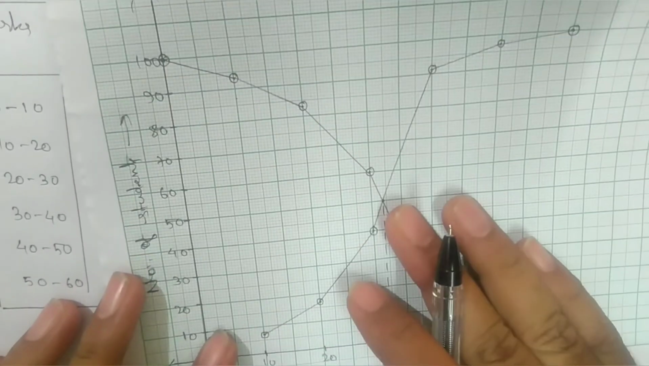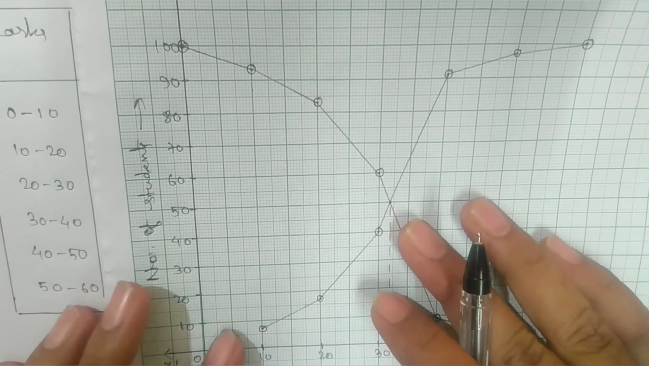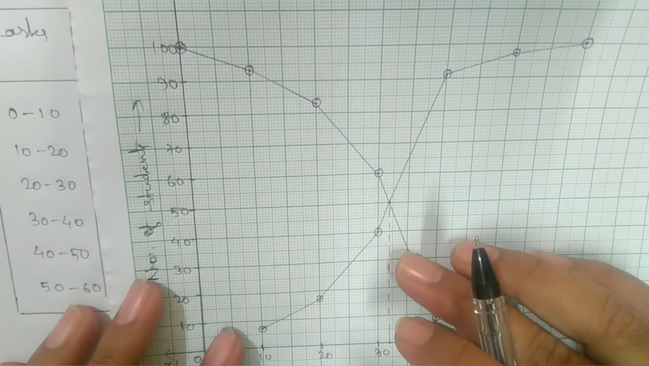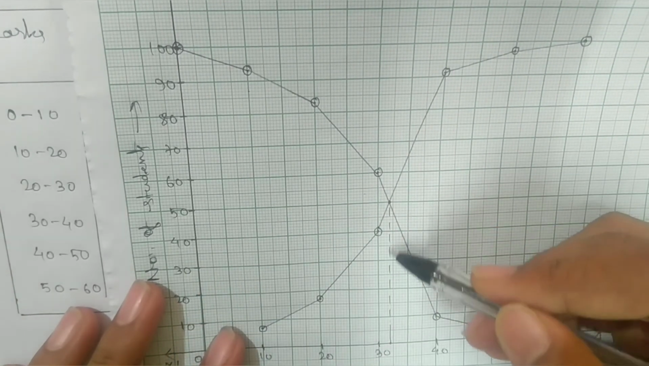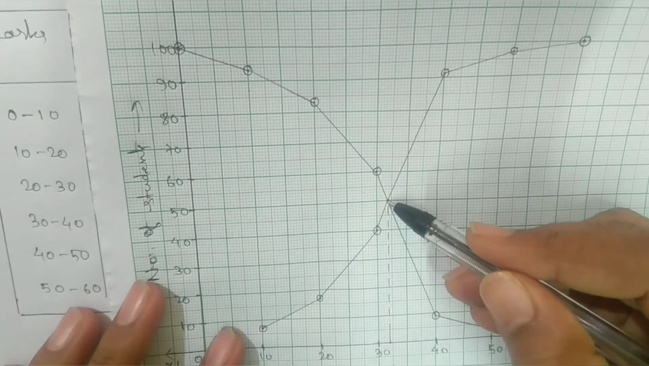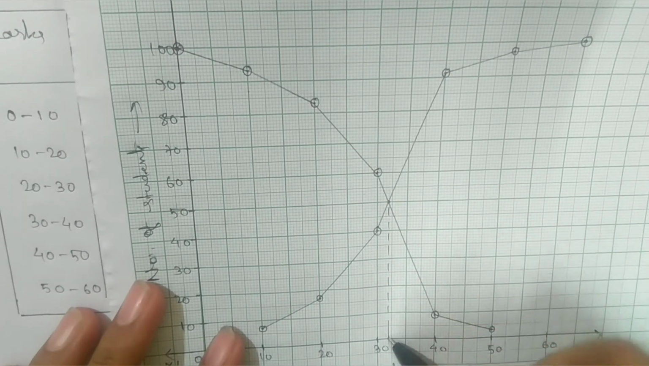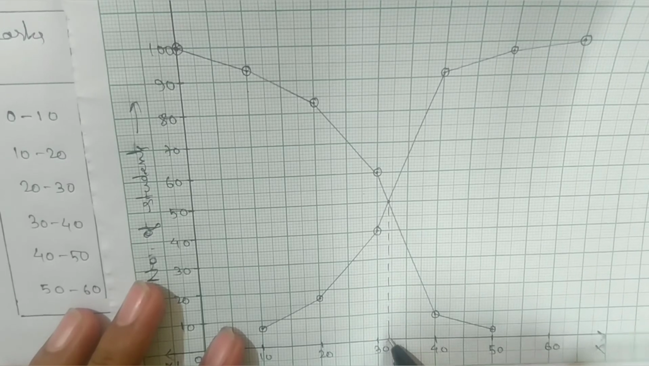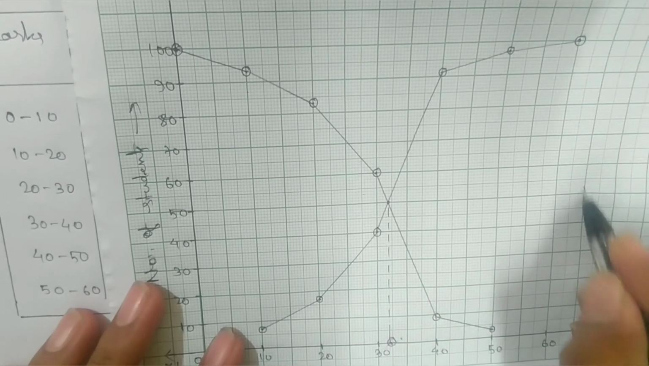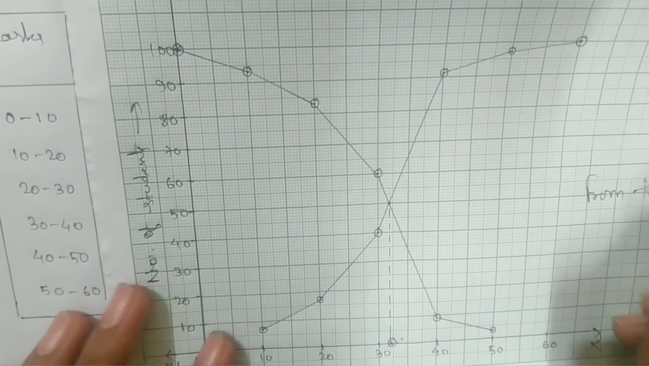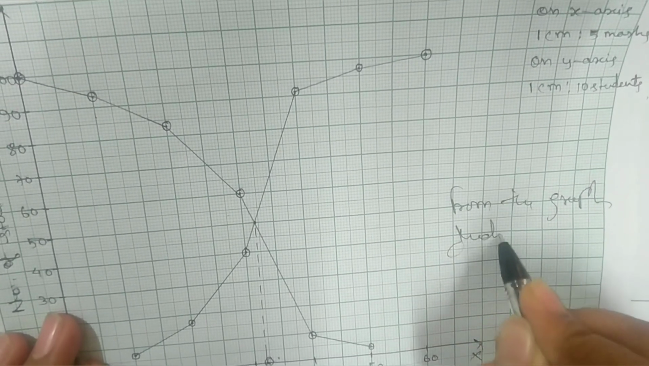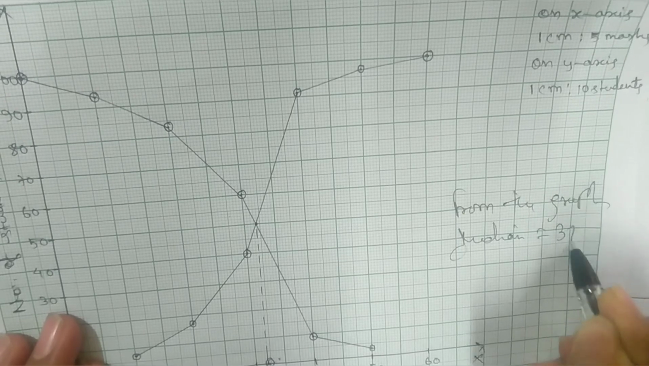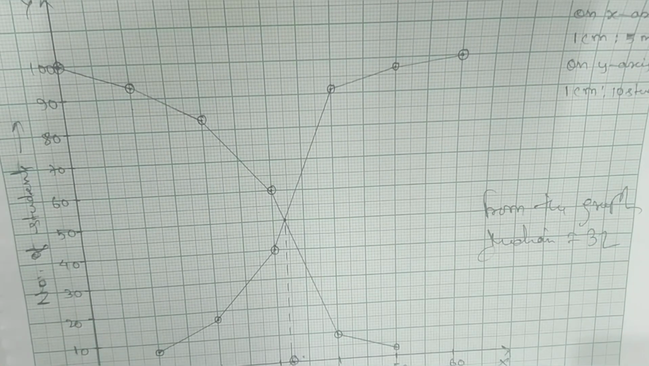And from this graph, if they are asking us to find the median, it's very simple. No need to take from the y-axis; just take a perpendicular line from the intersecting point onto the x-axis. Whatever point we get, again we are getting the same thing from the graph: median equals 32. Because the question was the same, the answer will remain the same for each method.